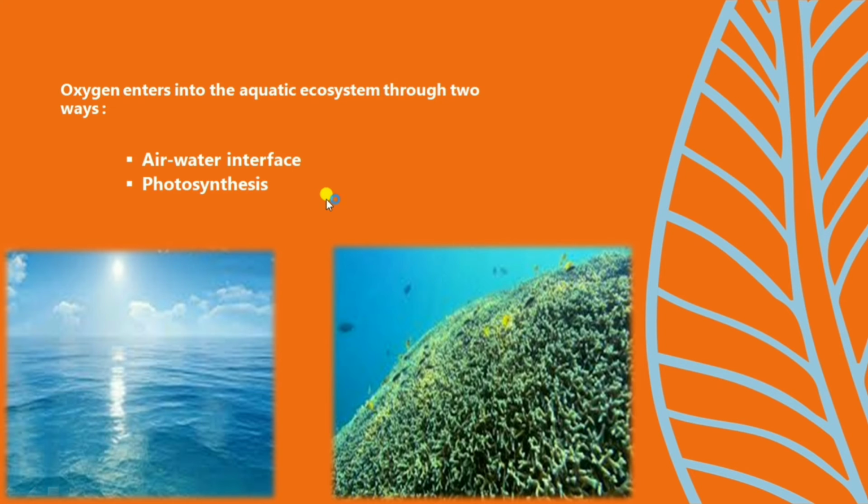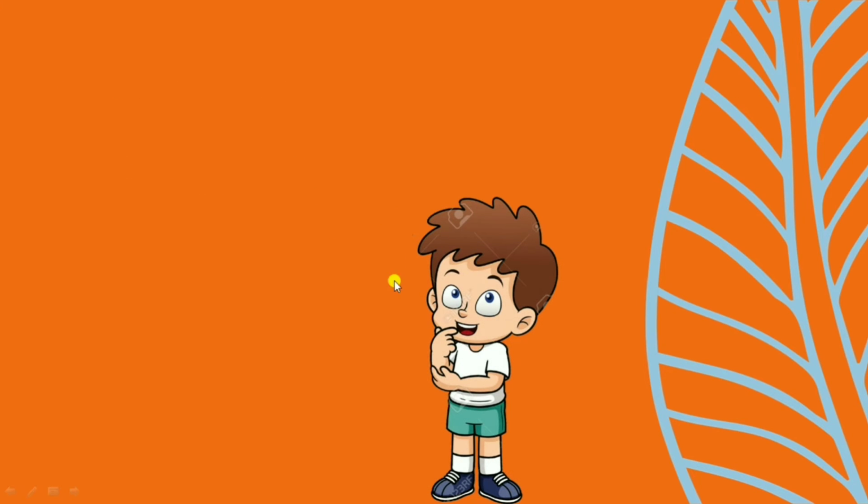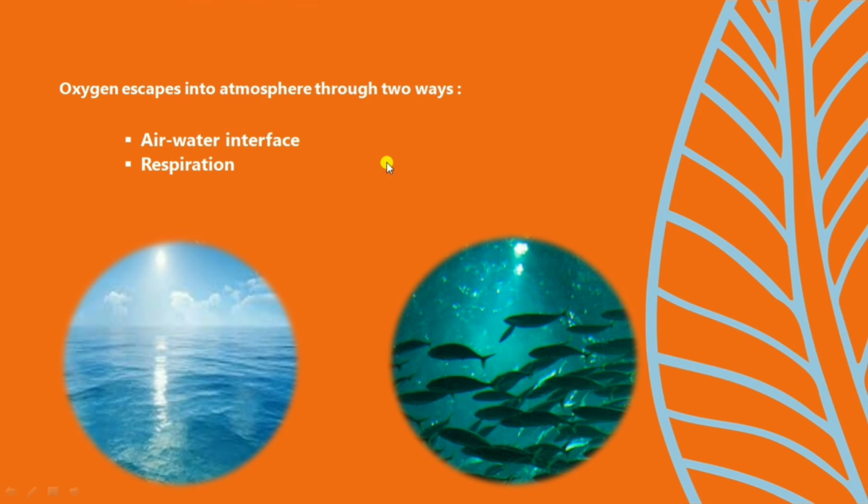And the boy has another doubt: how can oxygen escape from the aquatic ecosystem? Oxygen can enter the aquatic ecosystem through the air water interface and photosynthesis, and how can it escape to the atmosphere? Here is the solution: oxygen can escape into the atmosphere through the air water interface and also through the respiration process.